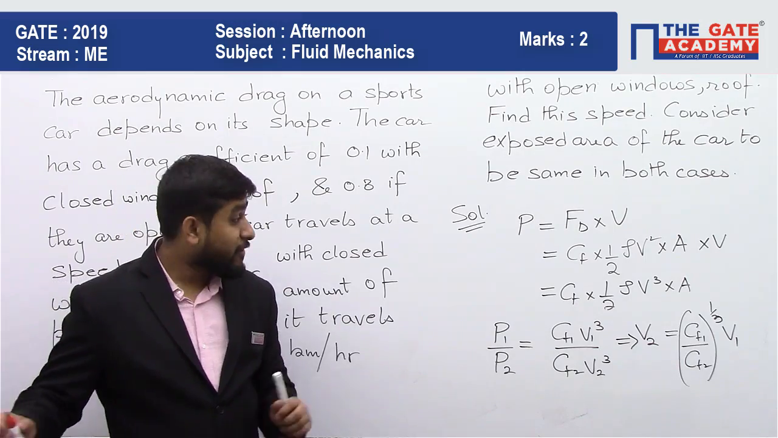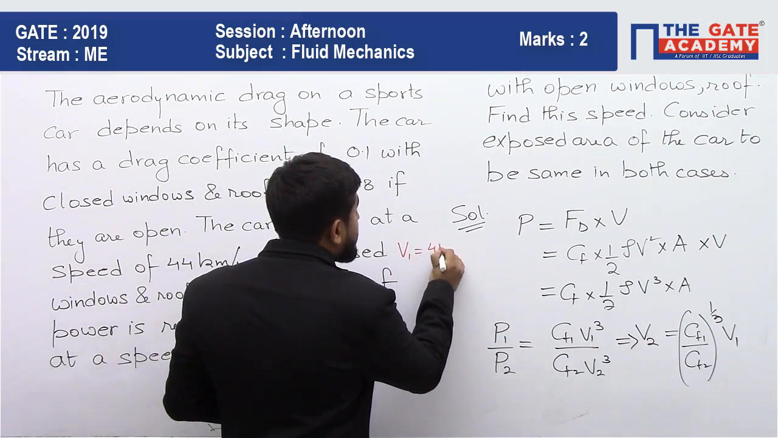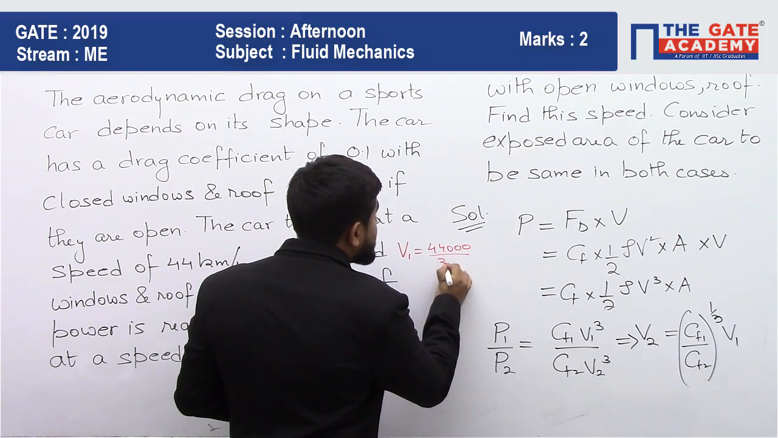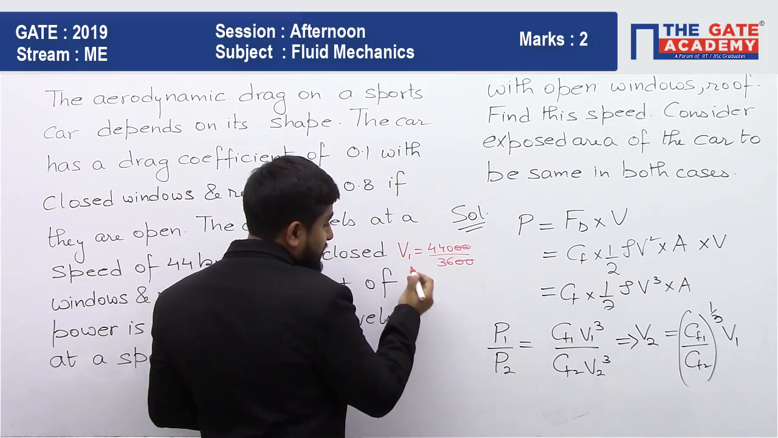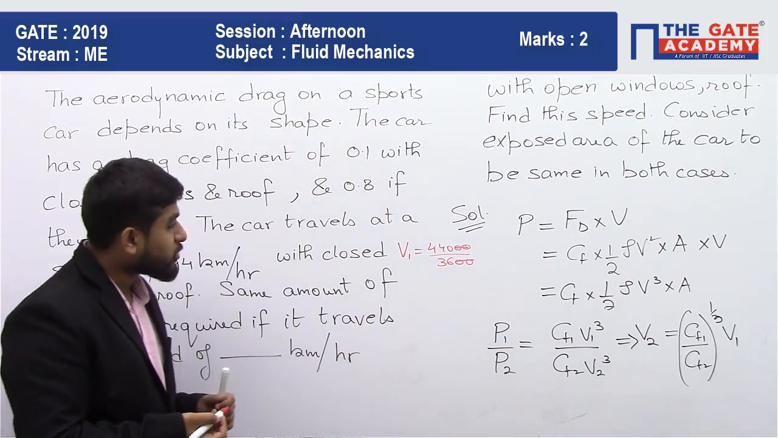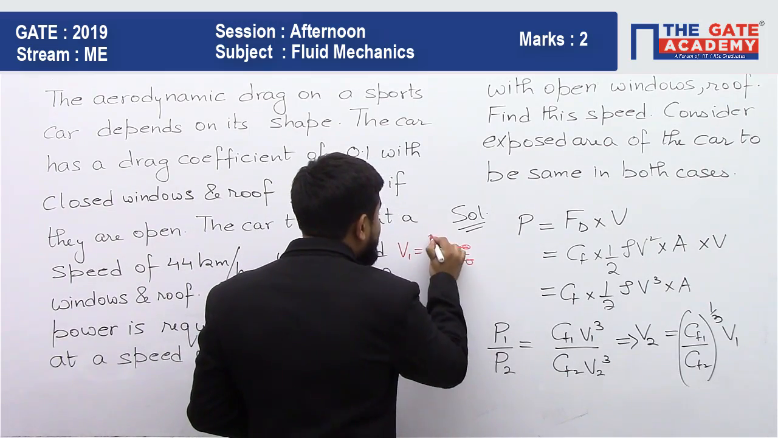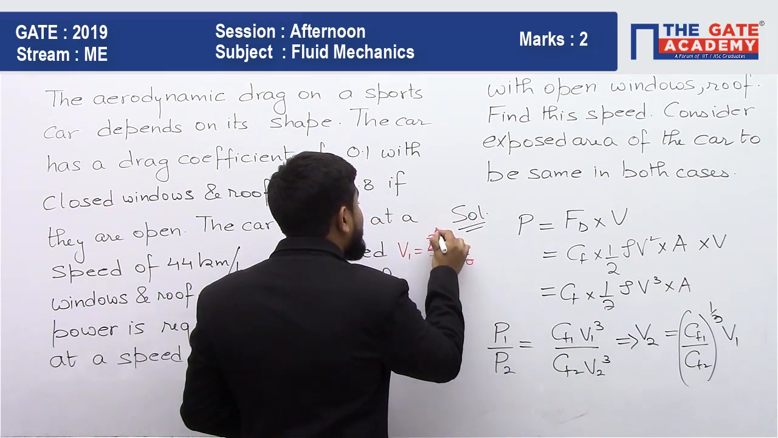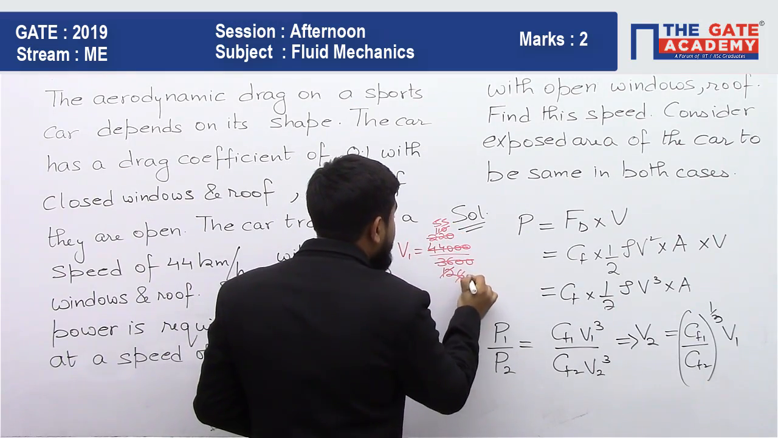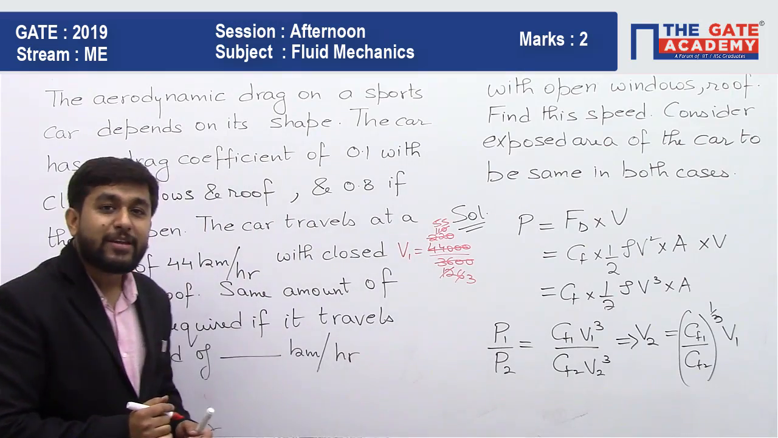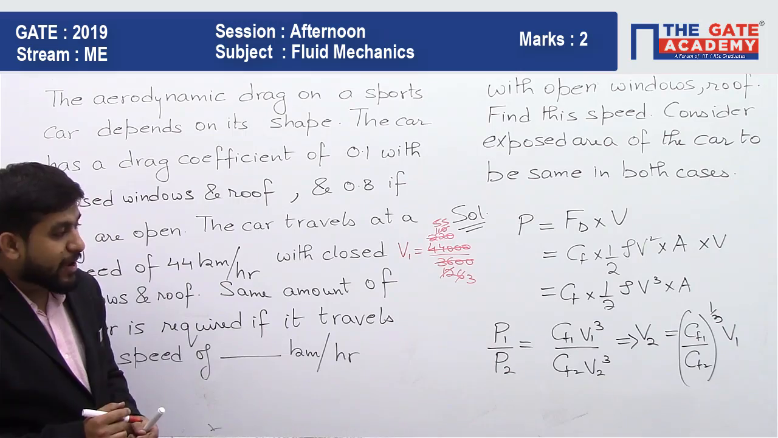So V1 is 44 km per hour, so you will write down V1 as 44,000 by 3600. Let's divide it by 2 first. So this will become 12 and this will become 220. Then you will have 110 by 6, and then we will have 55 by 3. So it's like 440 by 36, that is 55 by 3.